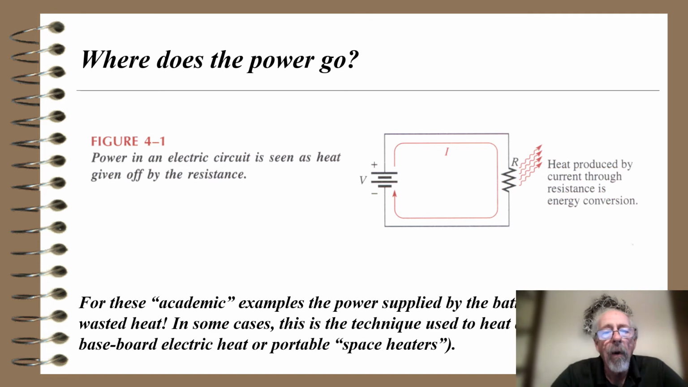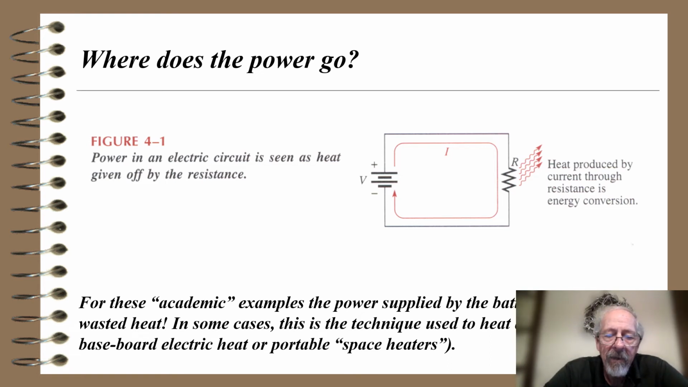So where does the power go? Well, this shows figure 4.1, power in an electric circuit, seen as heat given off by the resistance. This is an academic circuit. There's a battery V on the left-hand side, a resistor R for the load, and heat produced by current through resistance is energy conversion. So electrical energy becomes heat energy. And that looks in this case to be energy that just simply escapes.